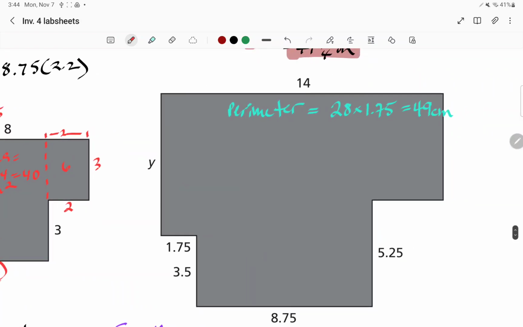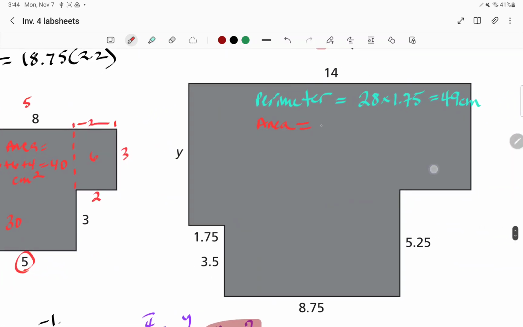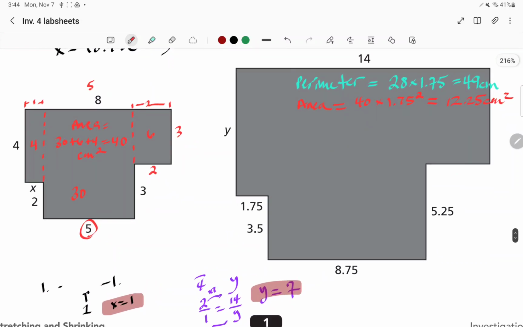Now remember, to find the area of this one, how they're related, you would take the 40 times 1.75 squared, because the area is related by the square of the scale factor. So let's see what that is. And you end up with 12.25 centimeters squared. So that's the area. Remember, think smarter, not harder. You could go through and do the same thing that we did over here, break it up, but why do that when you just multiply it by this 1.75 squared?